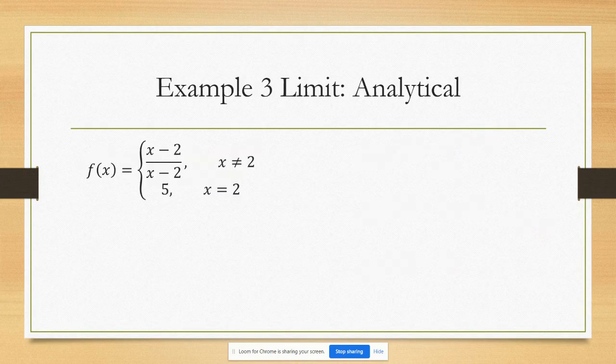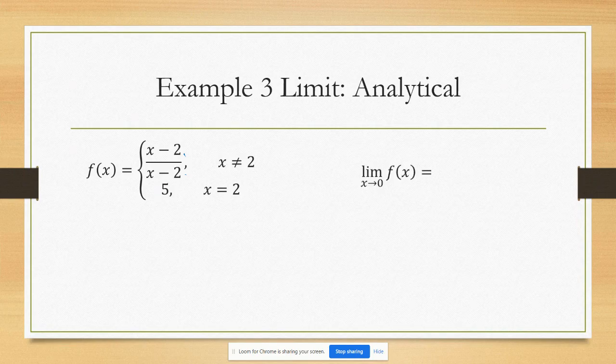All right, here's an analytical question with a different sort of piecewise function. This is (x - 2) divided by (x - 2), as long as x is not 2, because if it is 2, I'd be dividing by 0, and that's definitely against the math rules. But if x is 2, then we're going to define our function as 5.